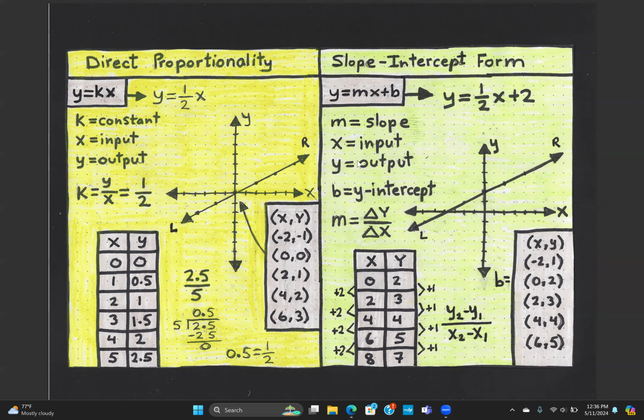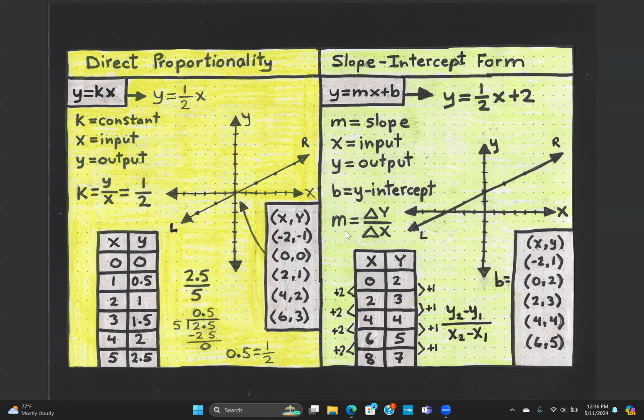But on the other hand, now here's what's taking place with the y equals mx plus b equation. All right, we have a non-zero y-intercept. Okay, if the y-intercept is not at 0, 0, it cannot be proportional because just this little part right here, this plus 2, is going to throw the proportionality out of whack.